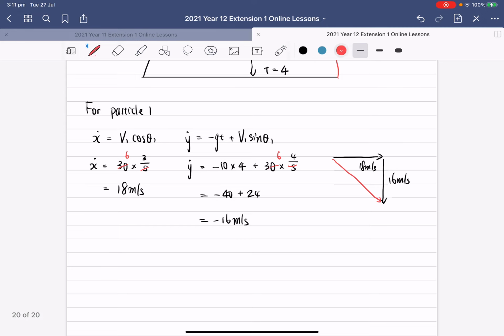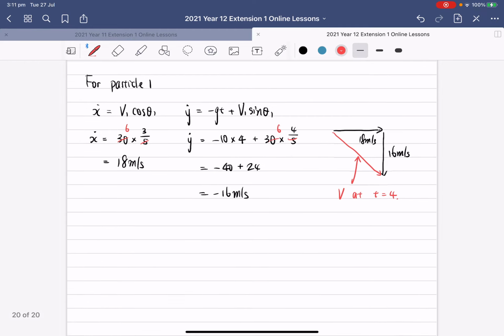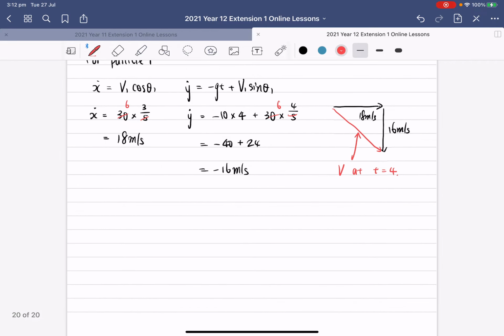So now what we need to do is find out the velocity at time t equals 4. All we have to do is use Pythagoras, so that should be quite easy. Velocity is equal to the square root of 18 squared plus negative 16 squared. That becomes 24.083. So that's the overall velocity.